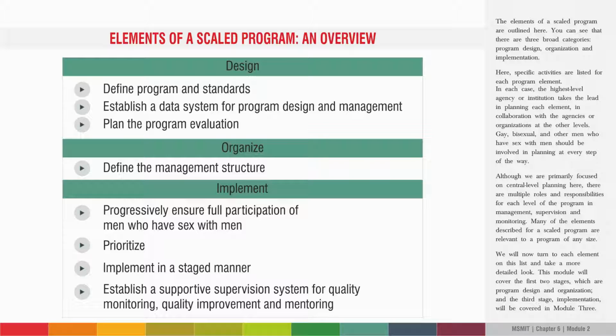Gay, bisexual, and other men who have sex with men should be involved in planning at every step of the way. Although we are primarily focused on central level planning here, there are multiple roles and responsibilities for each level of the program in management, supervision, and monitoring. Many of the elements described for a scale program are relevant to a program of any size. We will now turn to each element on this list and take a more detailed look. This module will cover the first 2 stages, which are program design and organization, and the third stage, implementation, will be covered in Module 3.